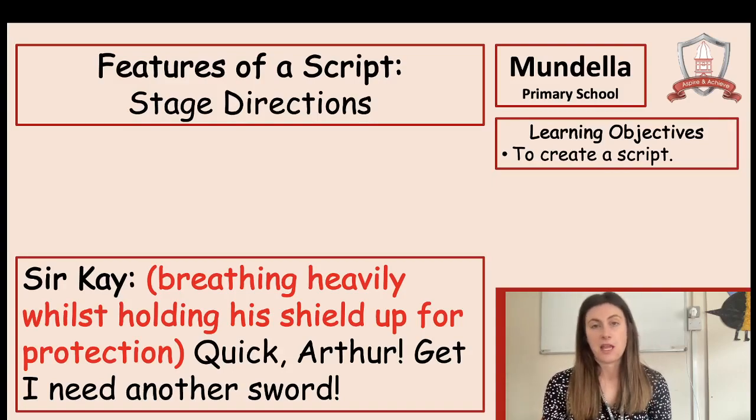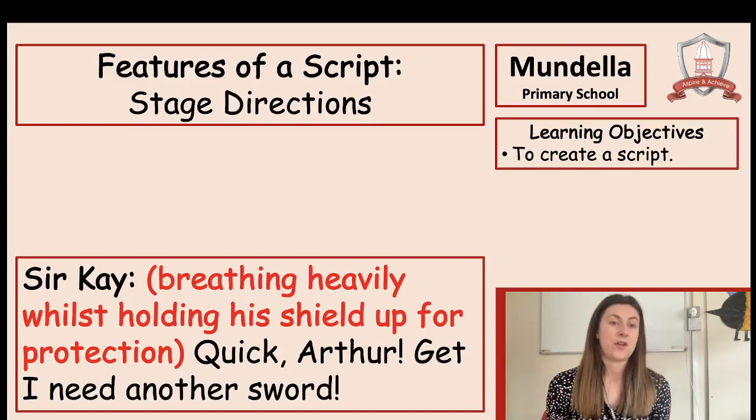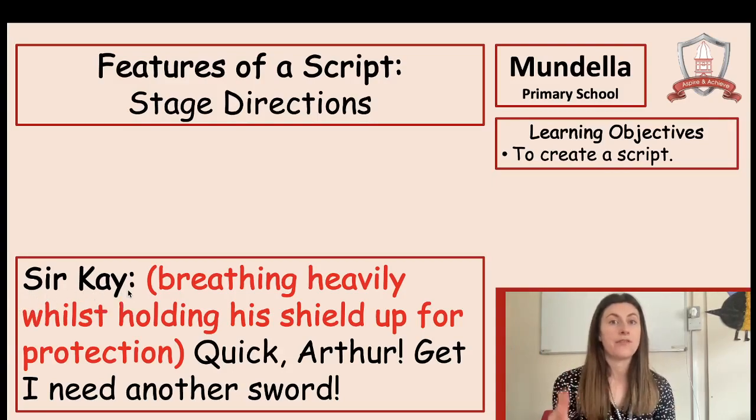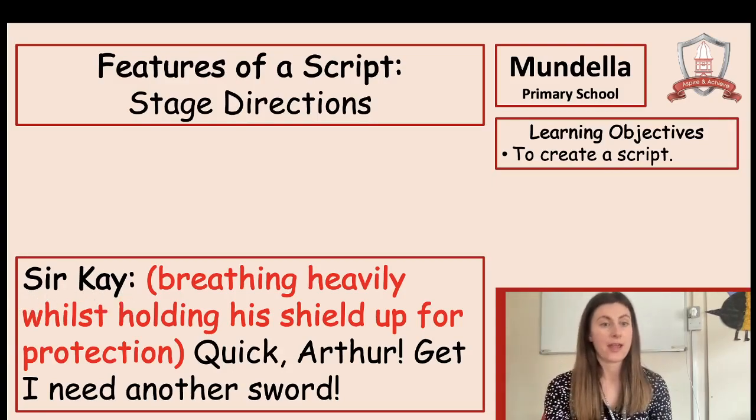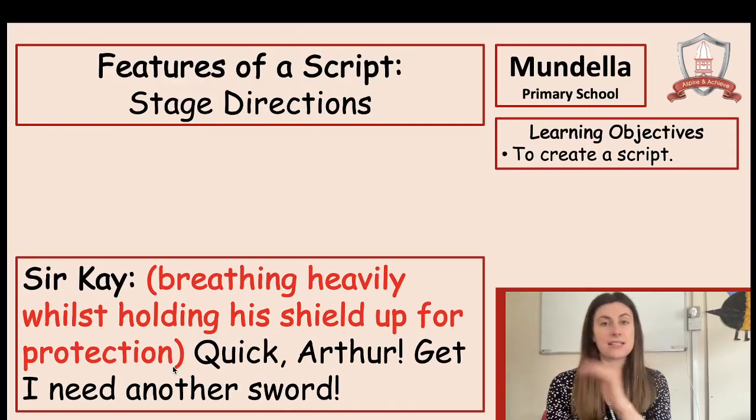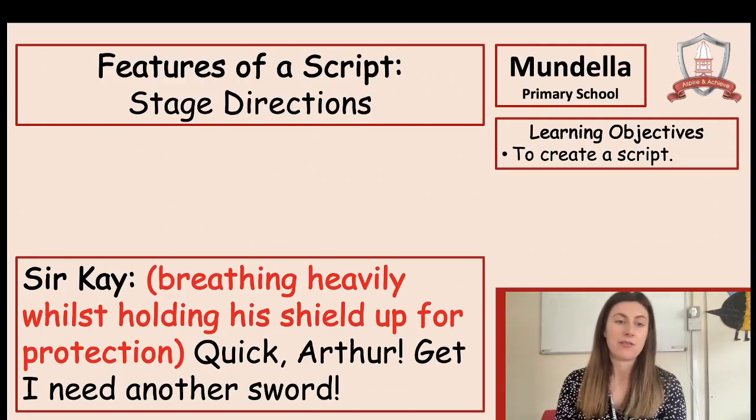So the next thing we're going to be thinking about is how we set out the rest of our script. So we need stage directions. So can you see Sir Kay here? This is an example of what I might write in the script. Sir Kay, and I've got a colon here. Then I've got brackets, and in a different colour I've said, breathing heavily whilst holding his shield up for protection. Quick, Arthur, get me another sword. That's just a typo there.